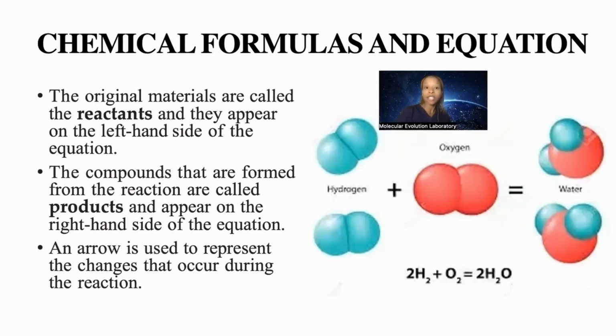The original materials are called the reactants, and they appear on the left side of the equation. The compounds that are formed from the reaction are called products and appear on the right-hand side of the equation. The arrow is used to represent the change that occurred during the reaction. So here we have hydrogen and oxygen to produce water.